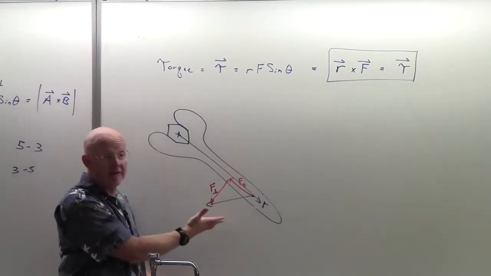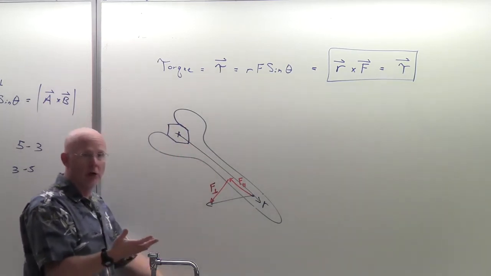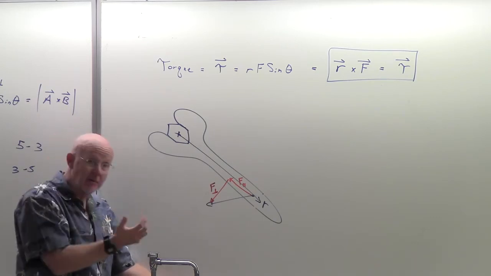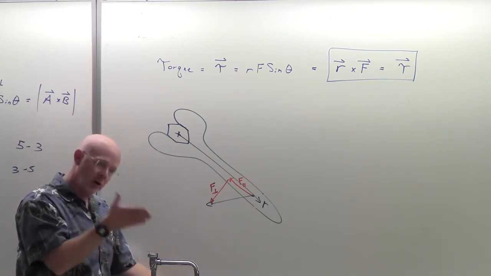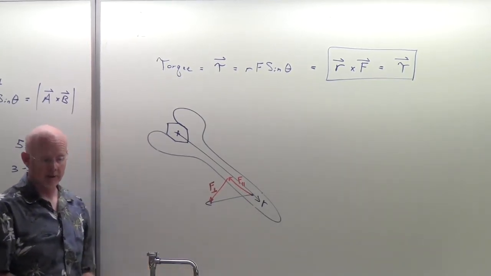This one is so obvious that it's going to be a negative torque that I'm not sure any of you would need to go ahead and use R cross F to figure it out. But some of them aren't so obvious, and so you need to put your fingers in the direction of R, close towards F, and see what direction your thumb is.